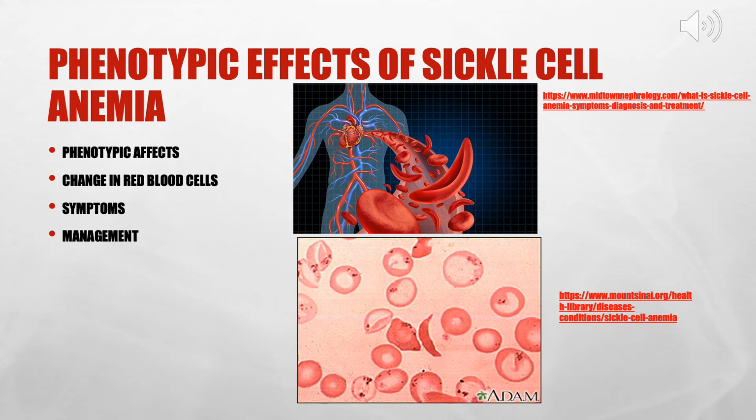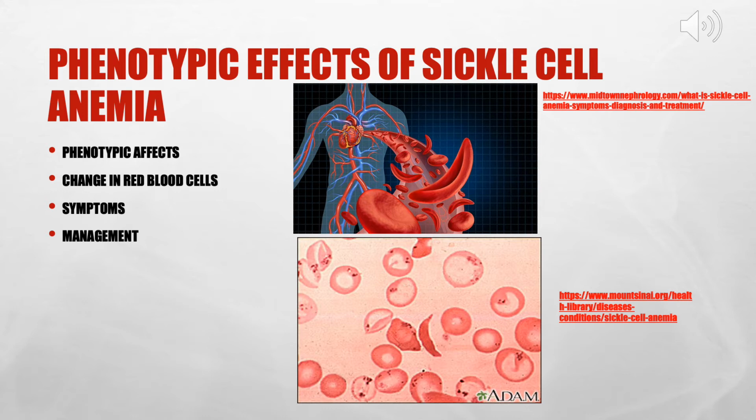Phenotypic effects of sickle cell anemia. Relatively higher hemoglobin levels with clinical display of increased frequency of pain, acute chest syndrome, and avascular necrosis are the most common phenotypic effects of sickle cell anemia. Acute chest syndrome is chest pain, fever, low oxygen levels, and lung infiltrates. Avascular necrosis is the death of bone tissue due to lack of blood supply.